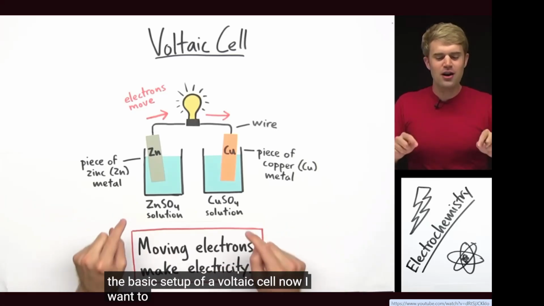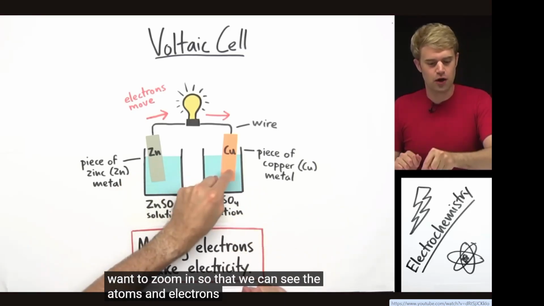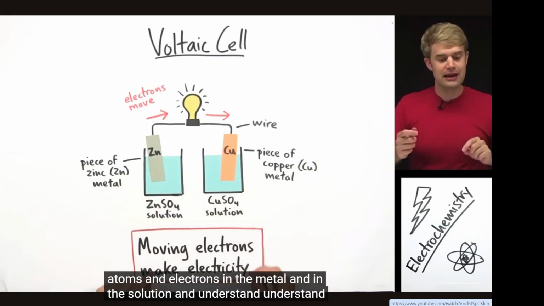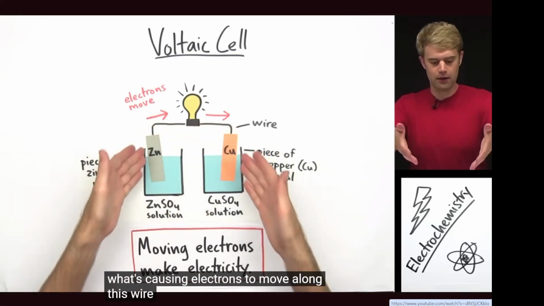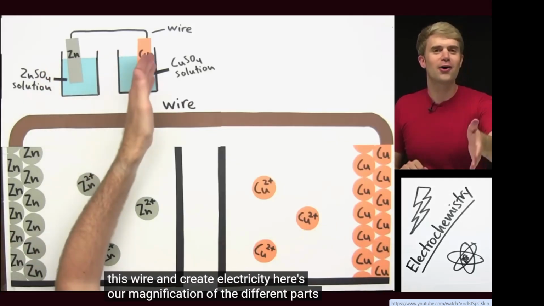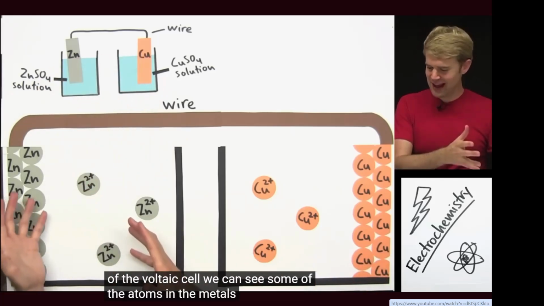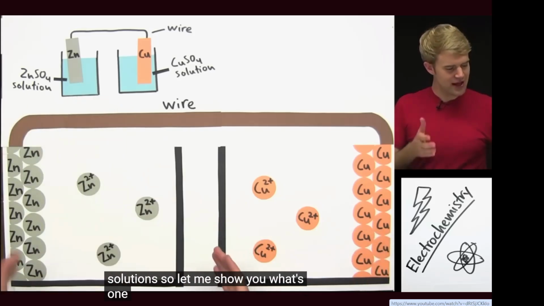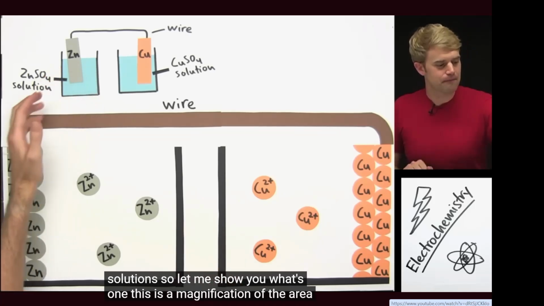Now, I want to zoom in so that we can see the atoms and electrons in the metal and in the solution and understand what's causing electrons to move along this wire and create electricity. Here's our magnification of the different parts of the voltaic cell. We can see some of the atoms in the metals and in the solutions. So let me show you what's what. This is a magnification of the area here.